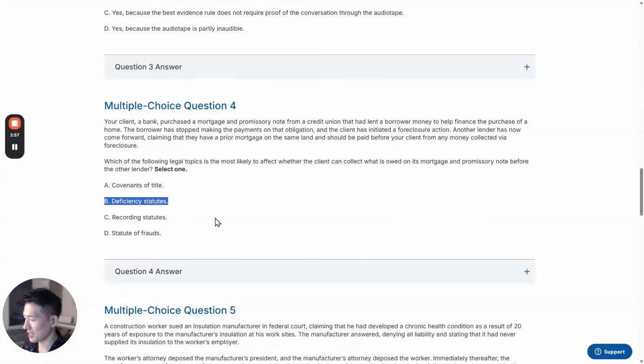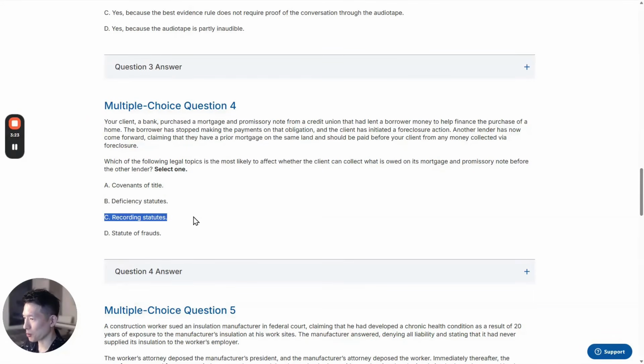It's not deficiency statutes. Deficiency statutes are about whether a lender can recover the remaining balance of a loan after foreclosure. So it is related to foreclosures, but it's not related to priority. Covenants of title, that's also not related to priority because it concerns promises made by a seller in a deed about the quality of the title, habitability, things like that.